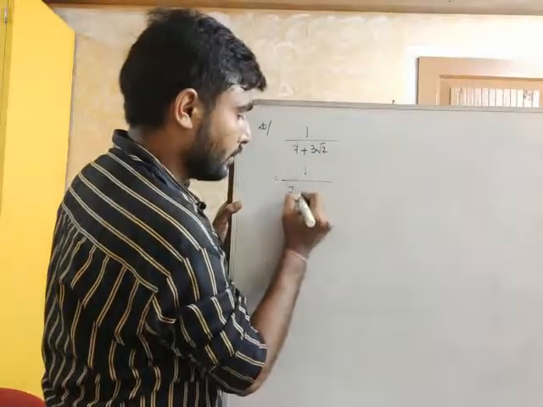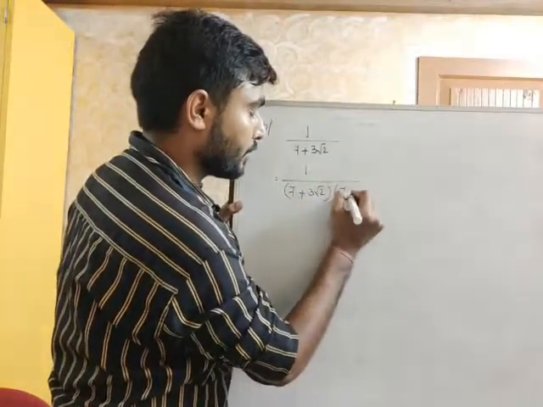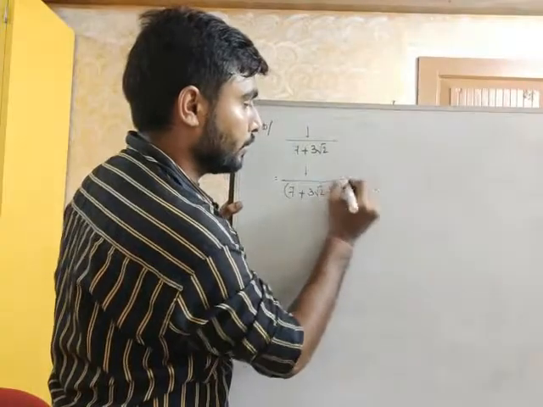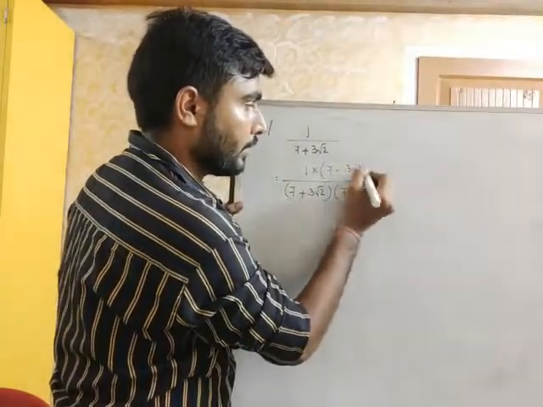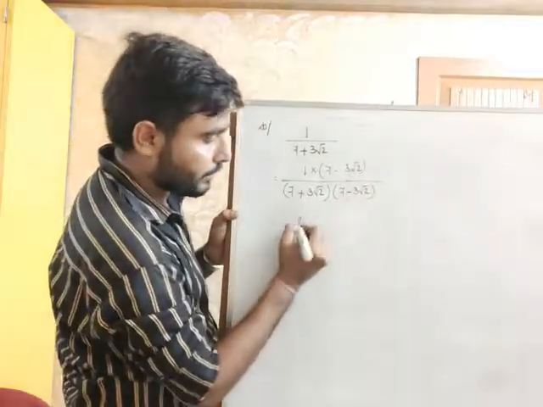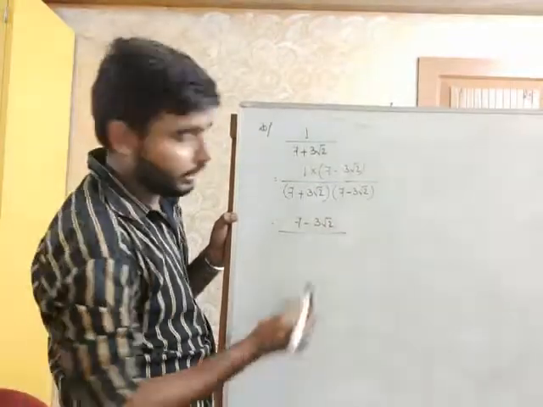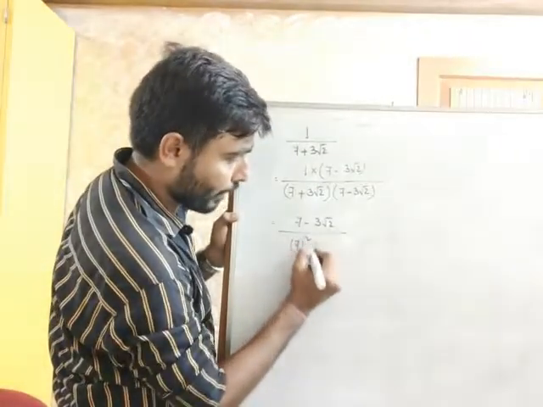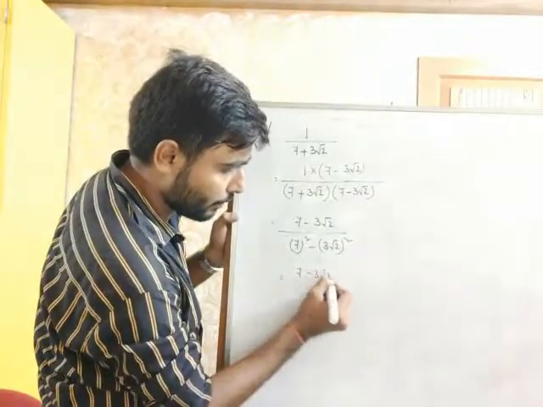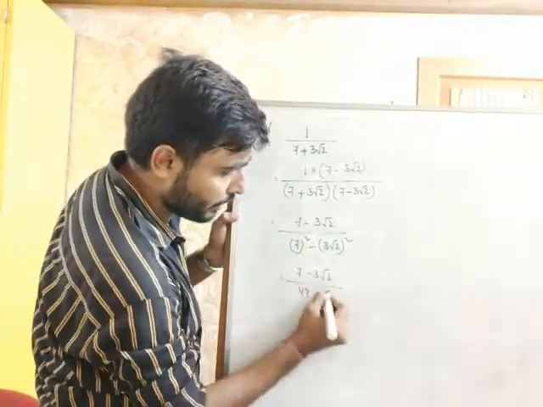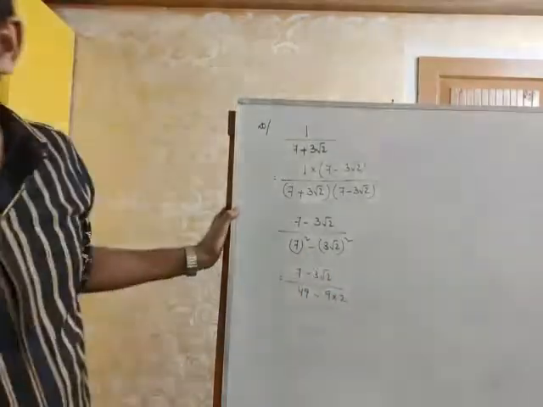Now we have 7 plus 3 root 2 as the denominator. So the conjugate of 7 plus 3 root 2 is 7 minus 3 root 2, into 7 minus 3 root 2. 1 into 7 minus 3 root 2 will be the same only. Okay, and it will be 7 square minus 3 root 2 square. 7 square is 49, 3 square is 9, 9 into 2. Don't make a mistake here, okay? Many of you will do it, I know.